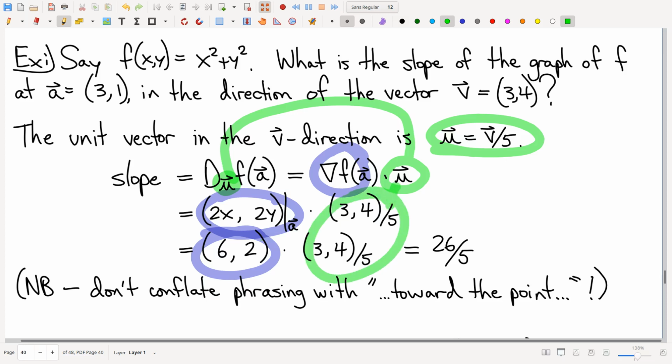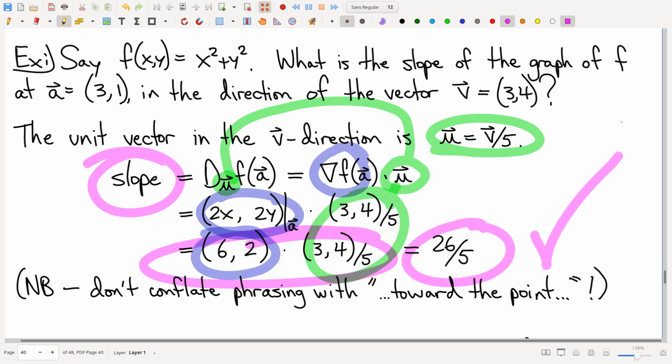And again, that's just a matter of writing it down. And so our answer, the slope we were looking for, is this dot product, which is arithmetic. And directional derivative crushed this problem for us. Is everybody happy? Okay. Now I want to talk about terminology a little bit.